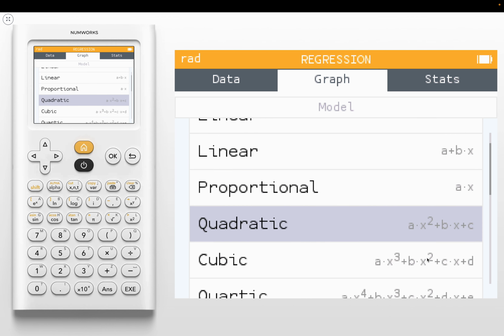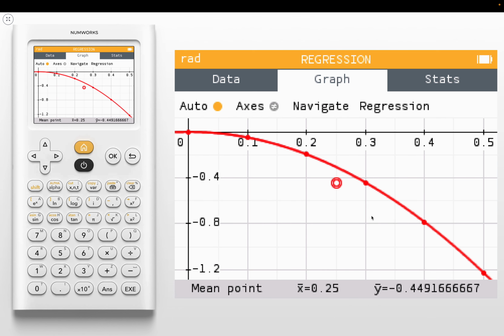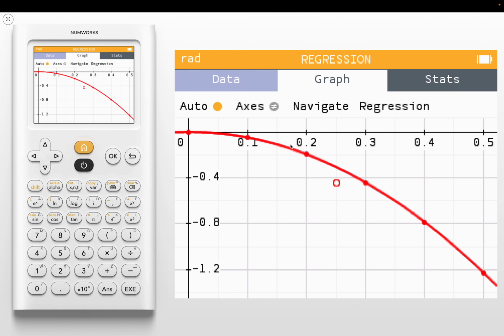I'm going to choose quadratic because I know that the way things fall is actually truly a quadratic thing. So we go there, and now there is a line connecting all of the points, and that line looks really good because, well, it should. These are fake data points, and it truly is a quadratic relationship.